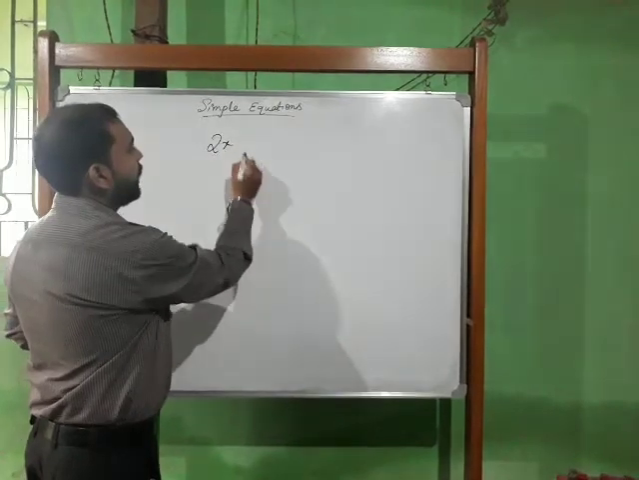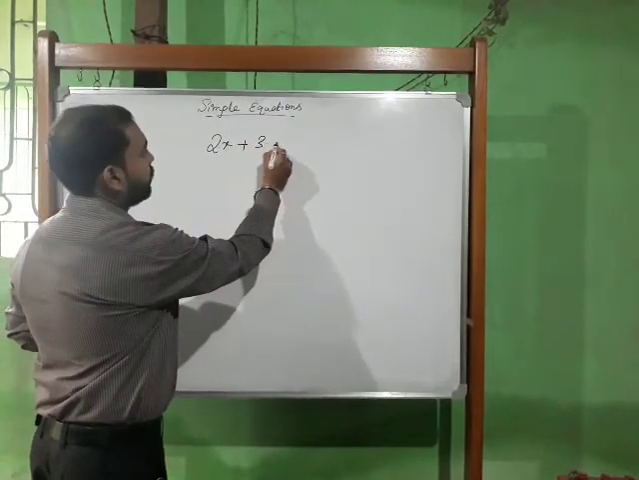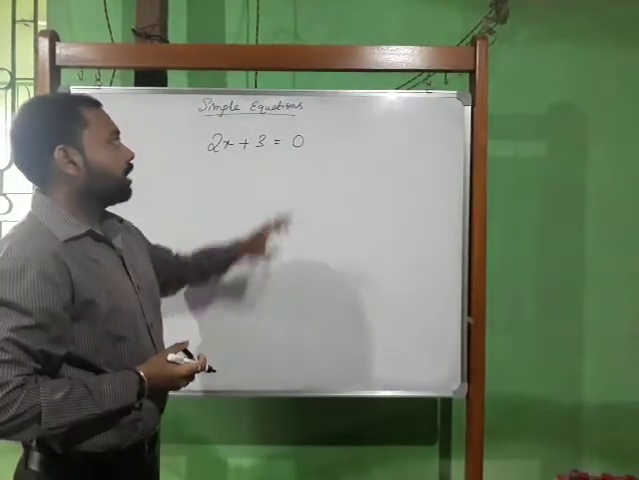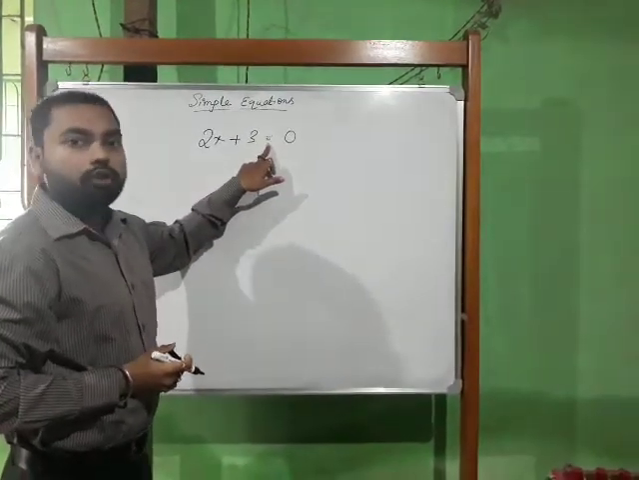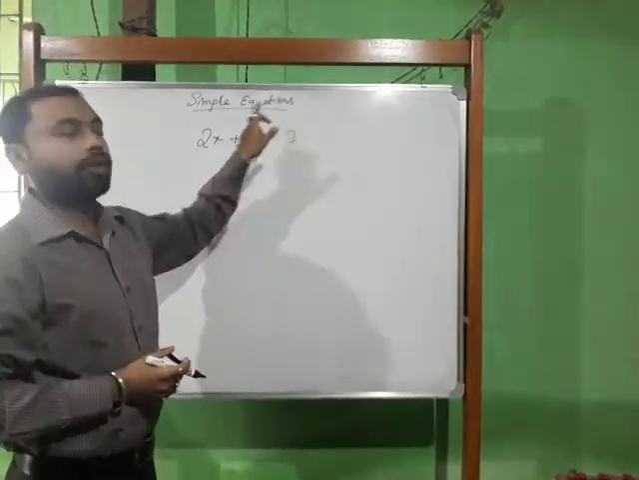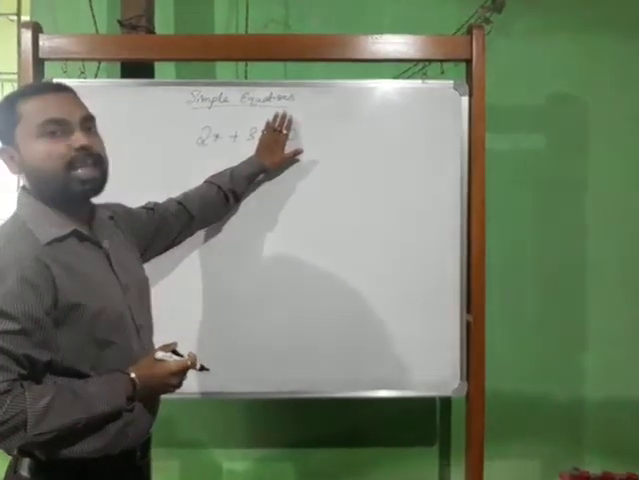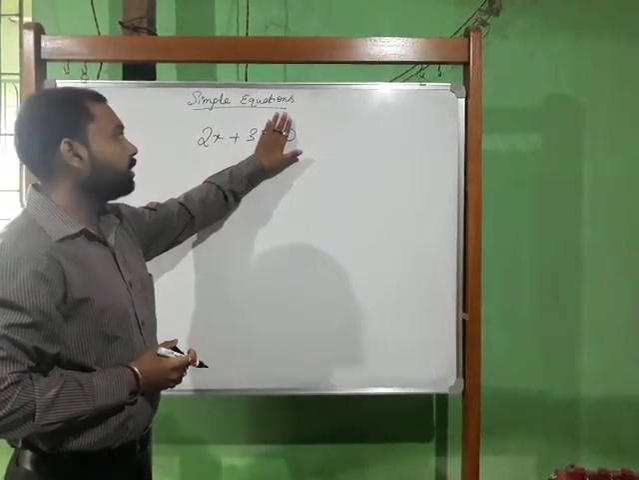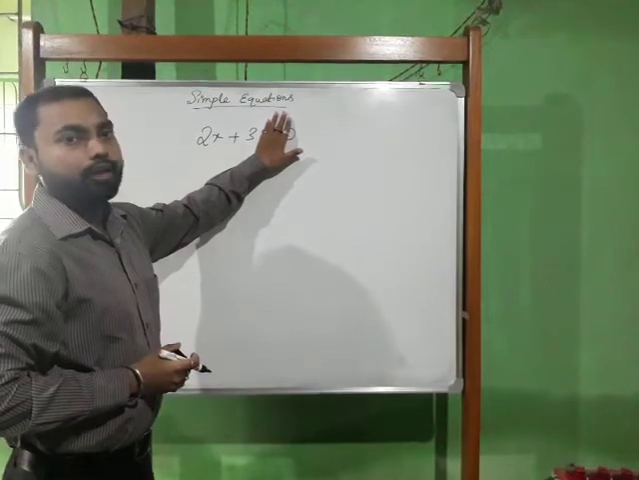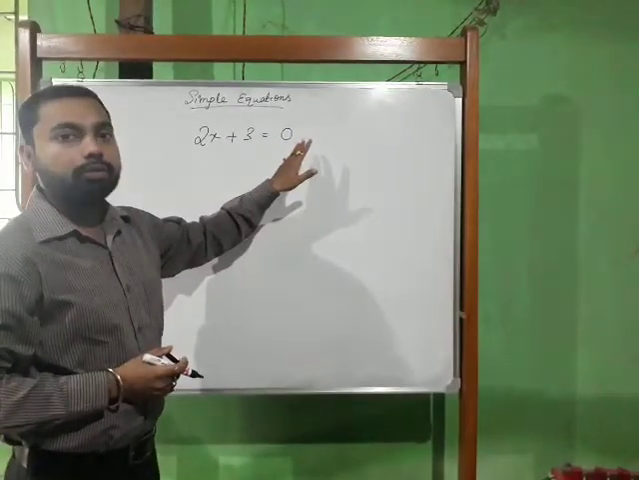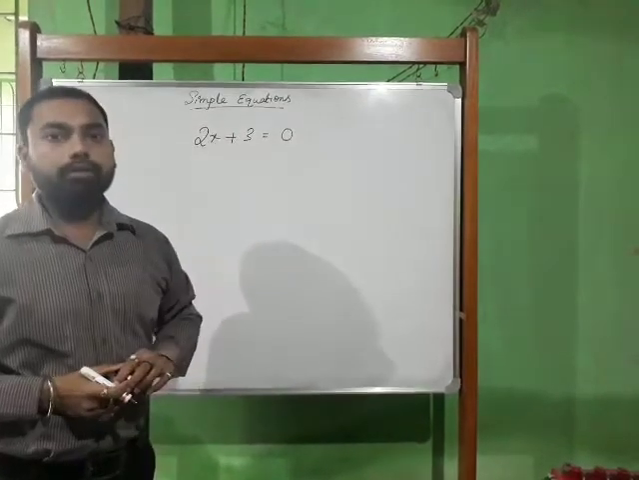Suppose I write 2x plus 3 equal to 0. Now if we don't write this equal to sign, then this will never become an equation. It will simply become an expression. So if I write only 2x plus 3, this is an expression, and if I write 2x plus 3 equal to 0, then it becomes an equation.